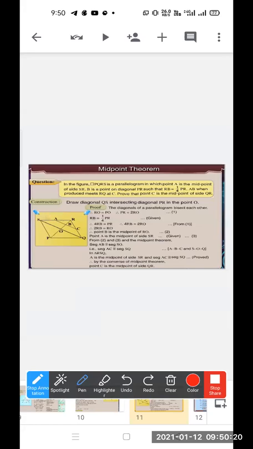So here A is the midpoint of SR, and segment AC is parallel to SQ. By applying the converse of the midpoint theorem, we can say that point C is the midpoint of QR. I hope it is clear to all.